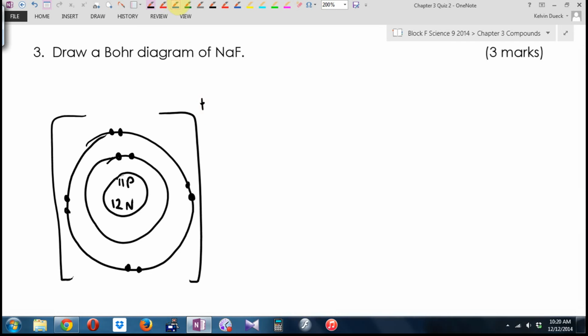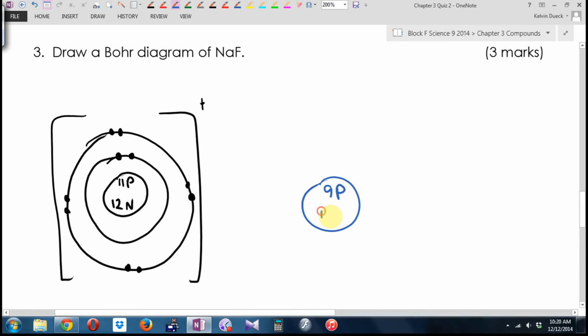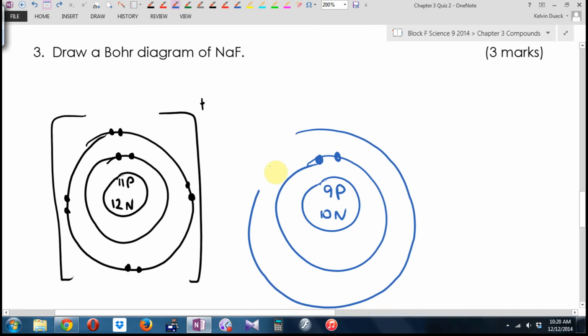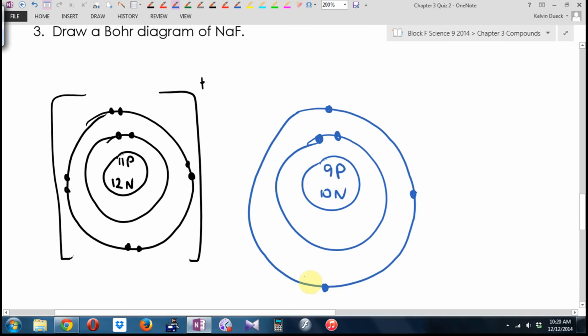Fluoride seems like a blue color to me. 9 protons, 10 neutrons. 2. Boy, that's terrible. I can do a better circle than that. Barely. Fluoride. Oh, you know what? Fluorine is only in row 2, so it's going to have 1, 2, 3, 4, 5, 6. That's how many electrons it has.